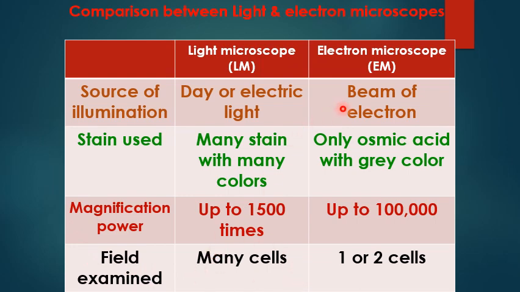On the other side, in the electron microscope, the source of illumination is a beam of electrons. The only stain used is osmic acid, so something stained with osmic acid appears black, if it does not stain, it appears white, and in between are grades of gray. I can magnify more than 100,000 times. The field of examination is very small. I can see only one cell or a part of a cell.